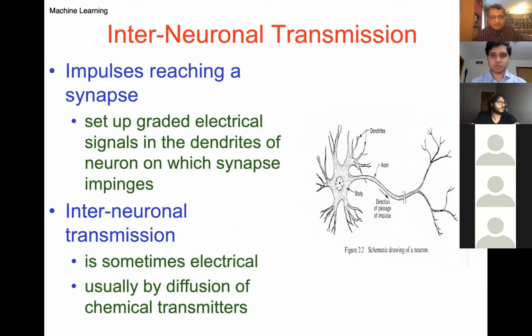Interneuronal transmission. Impulses reaching a synapse set up graded electrical signals in the dendrites of neurons on which the synapse impinges. Okay, how is the transmission happening between one neuron and the other? It's sometimes electrical, usually by diffusion of chemical transmitters. So there is some chemistry going on, and there are also electrical things going on.